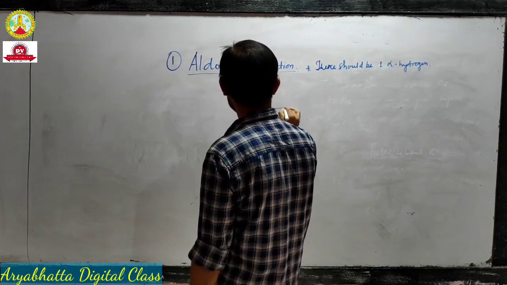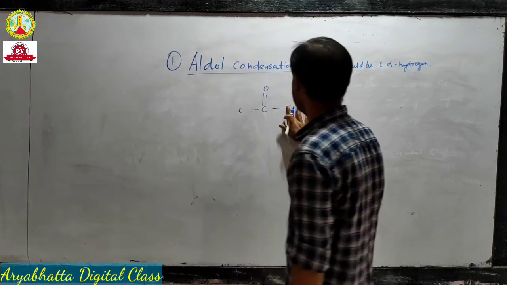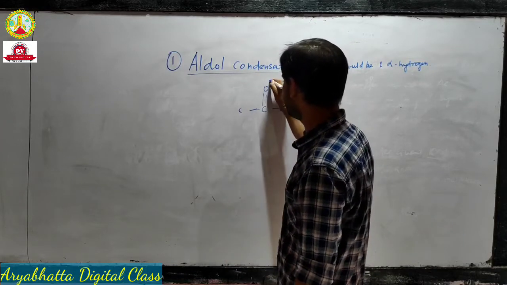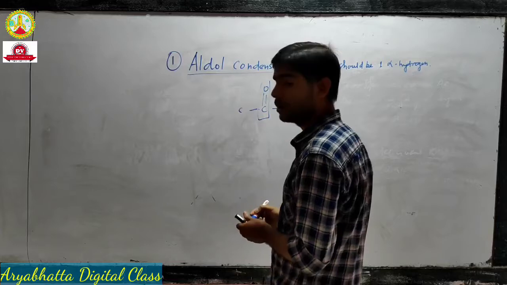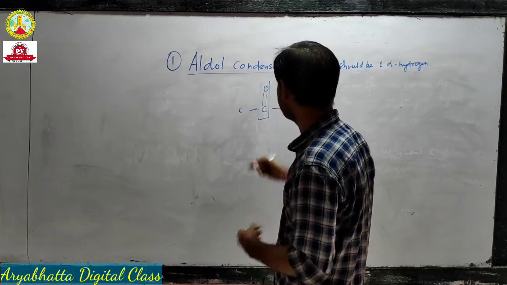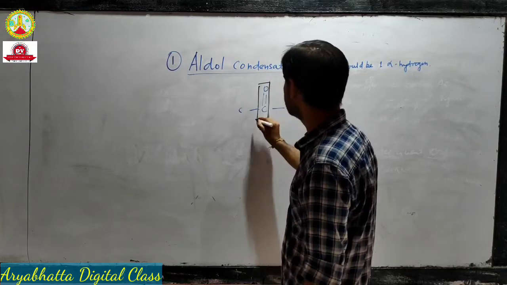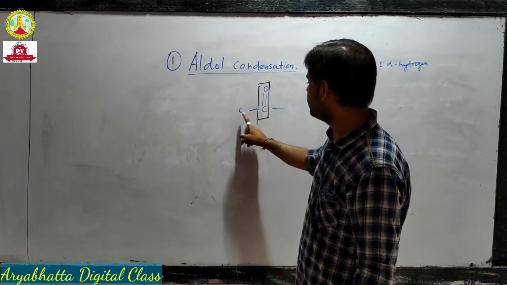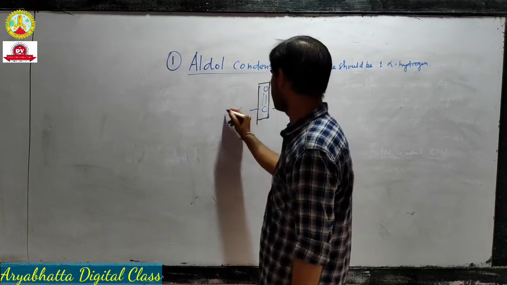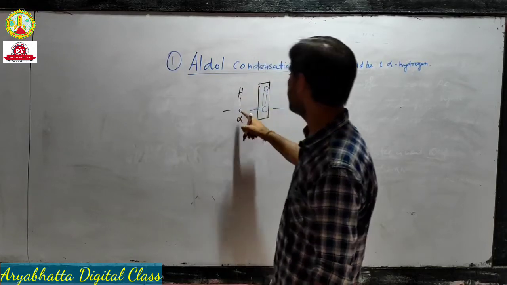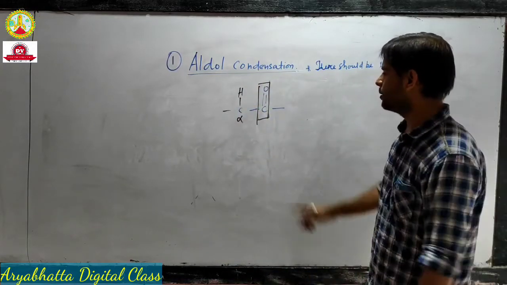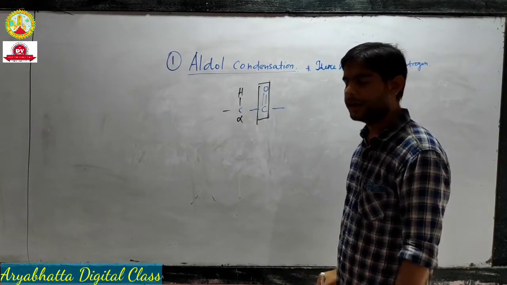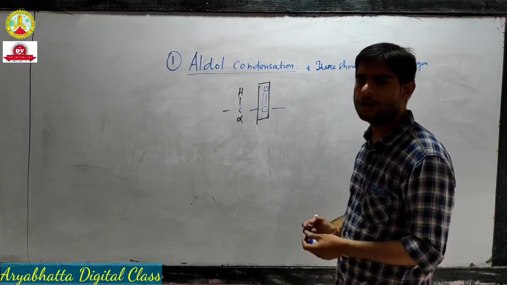So see, basically we have this double bonded carbon atom, carbon connected to double bonded oxygen. This is what is featured in an aldehyde or ketone. Now the adjacent carbon is called alpha carbon, and if there is a hydrogen on the alpha carbon, this kind of molecule, whether it is aldehyde or ketone, it will show aldol condensation.